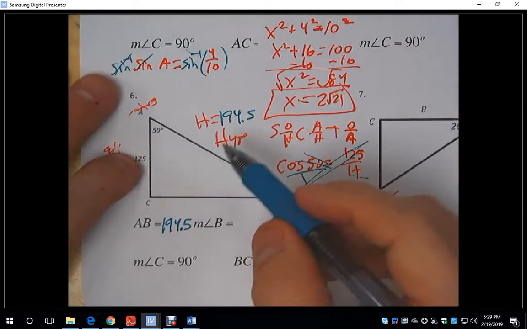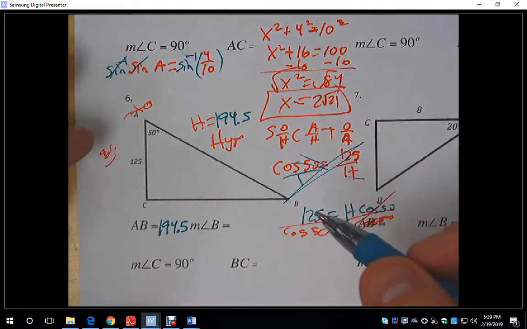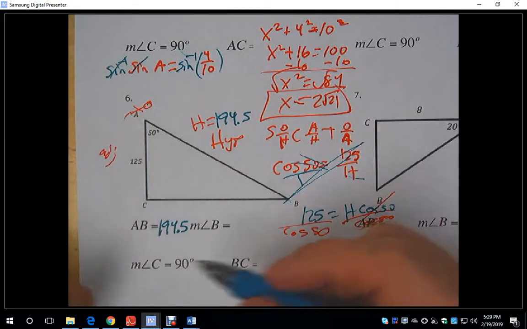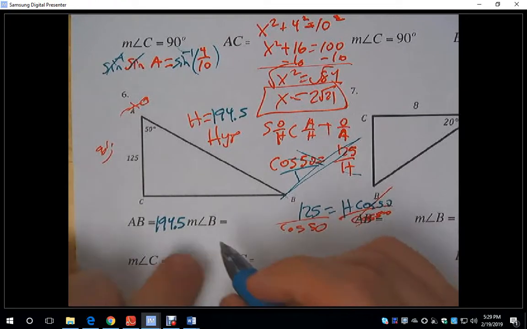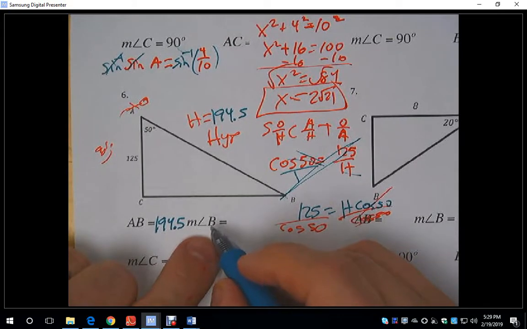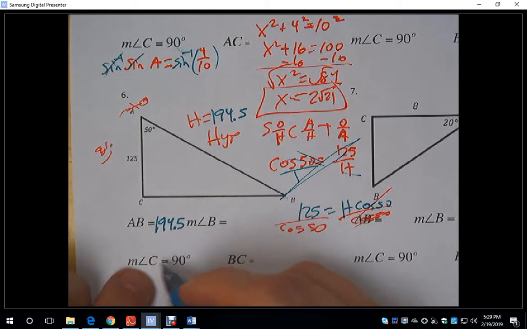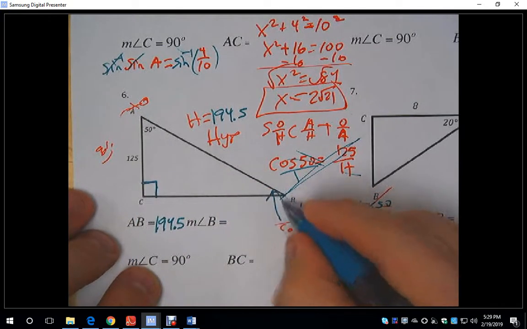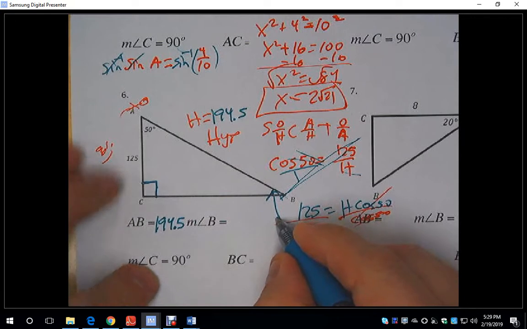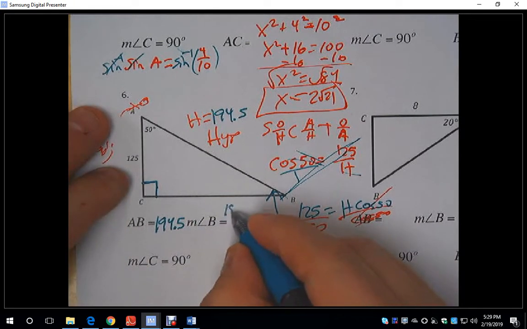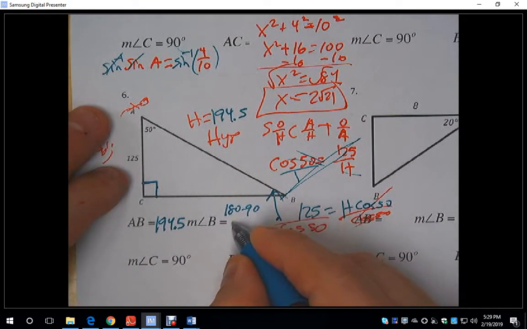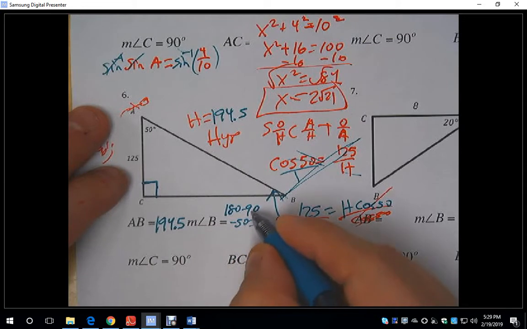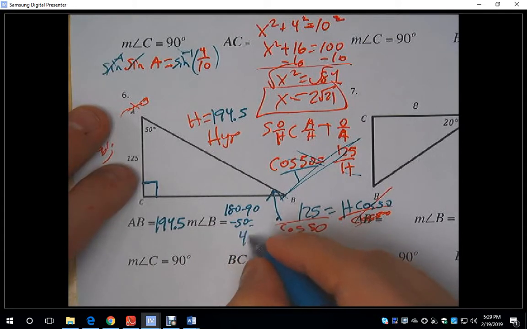The more information we're given, the more options we have to solve for the missing side or the missing angle or whatever else. So let's find this other missing angle here, angle B. Well, if angle C is 90 degrees, then we can use the Triangle Sum Theorem: 180 minus 90 minus the 50. That gives us 40 degrees.